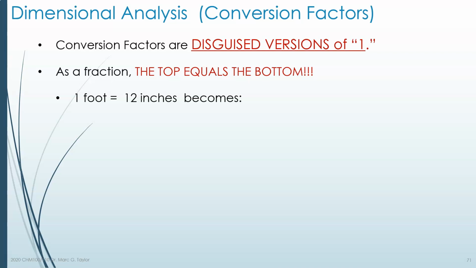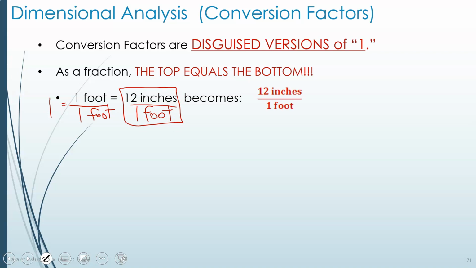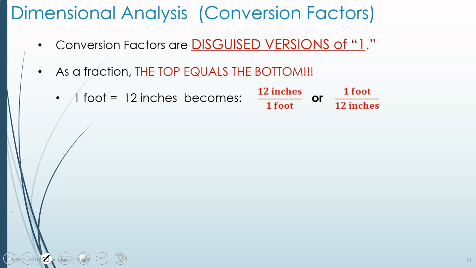Now, if I divide both of these sides of this statement by, say, 1 foot, so I divide this by 1 foot, and I divide this by 1 foot, well, we know that 1 foot by 1 foot is just 1, and therefore we know that 12 inches divided by 1 foot is also equal to 1. And if I had instead divided both sides of this equality statement by 12 inches, I would get this other fraction, 1 foot over 12 inches, also equals 1. And these are called conversion factors, and they are disguised versions of 1.